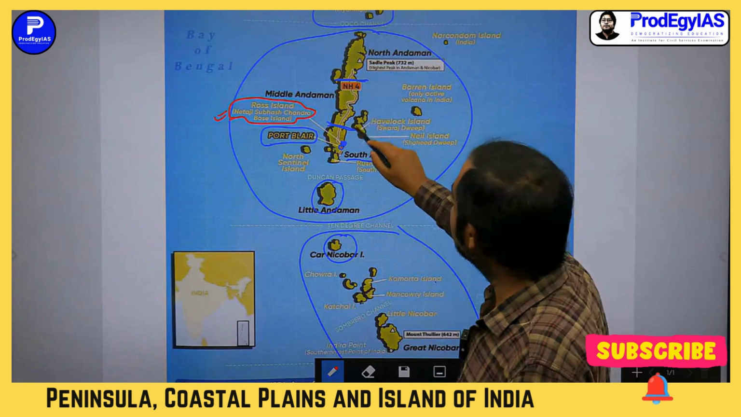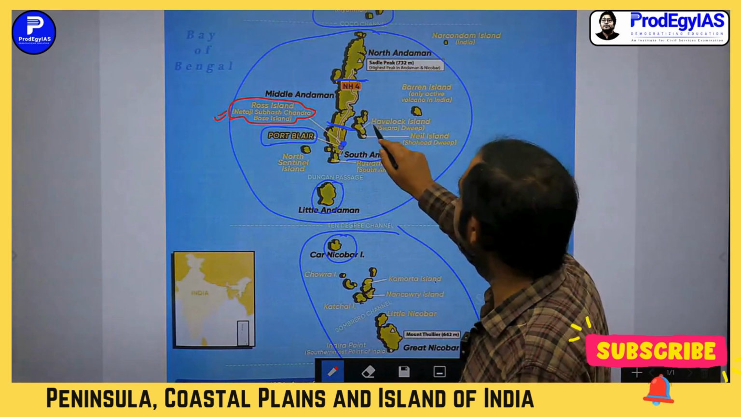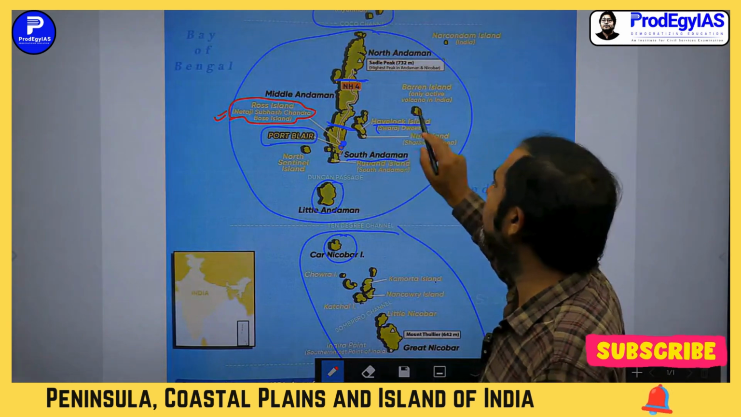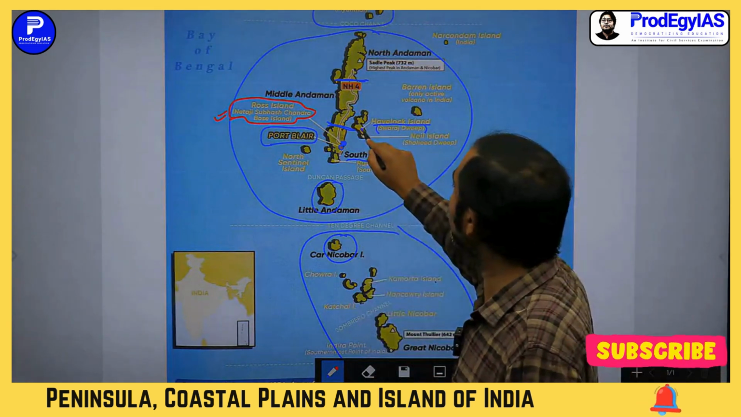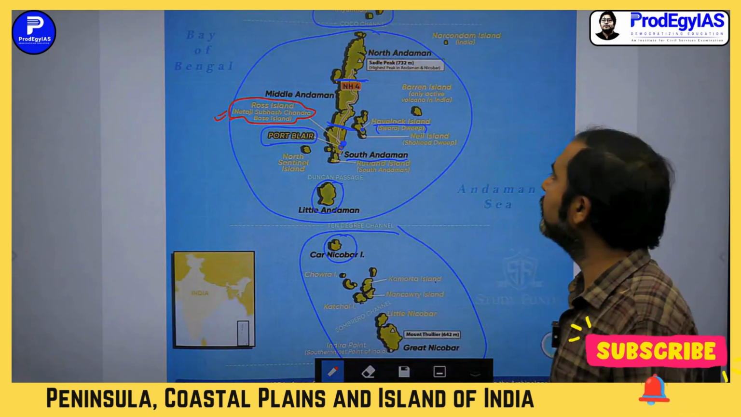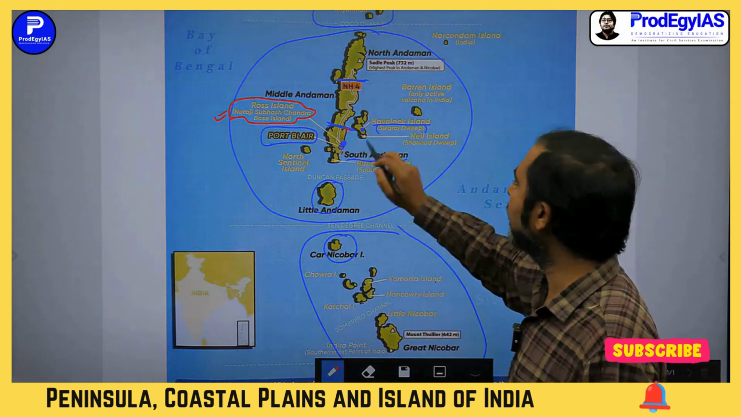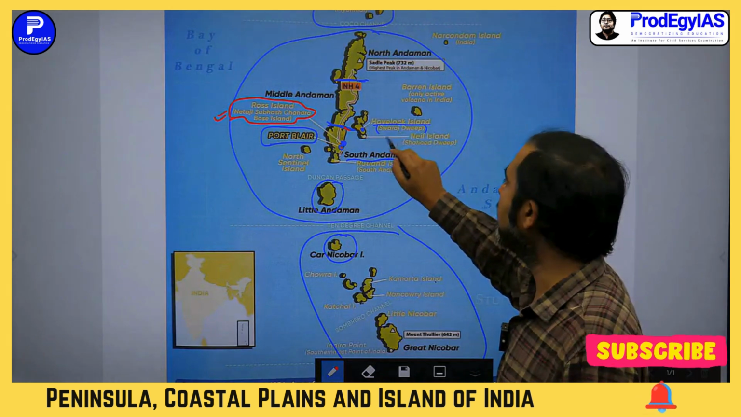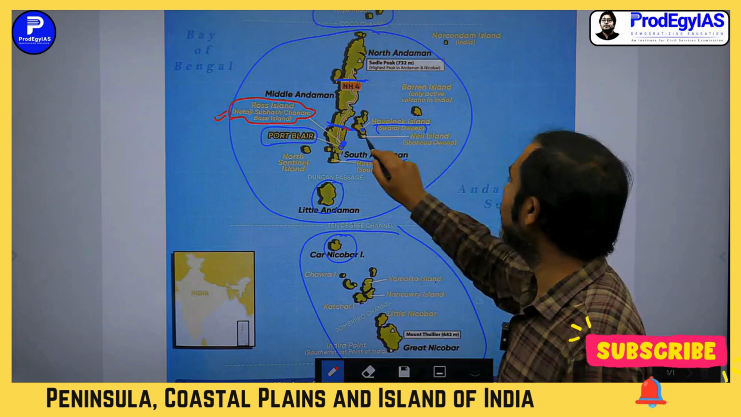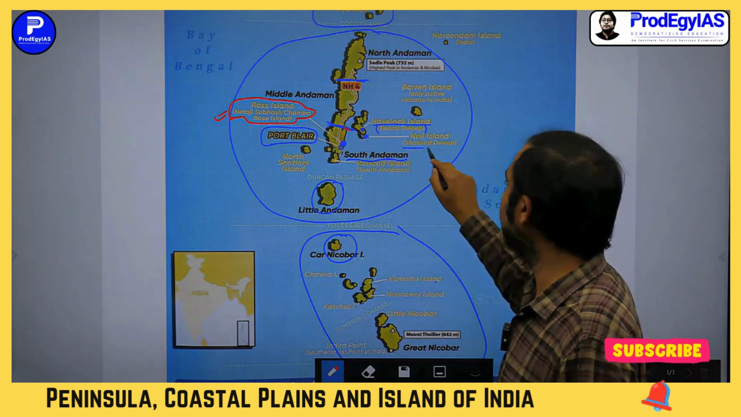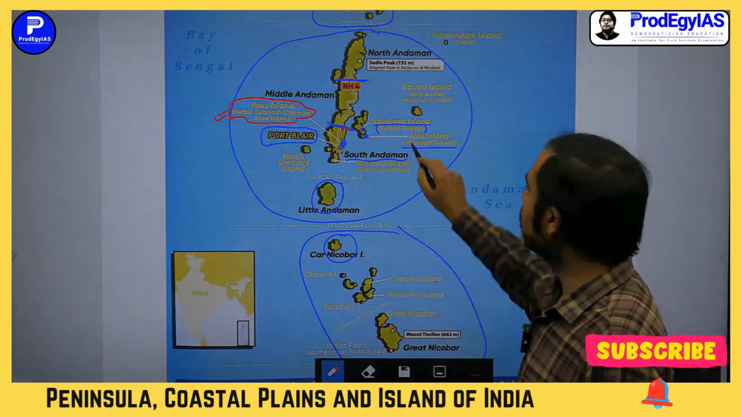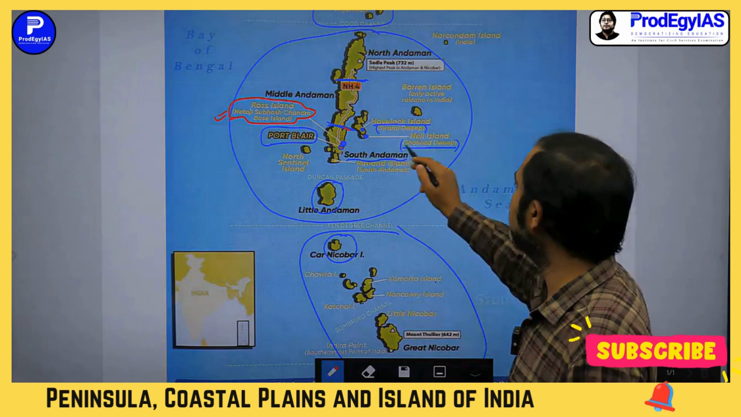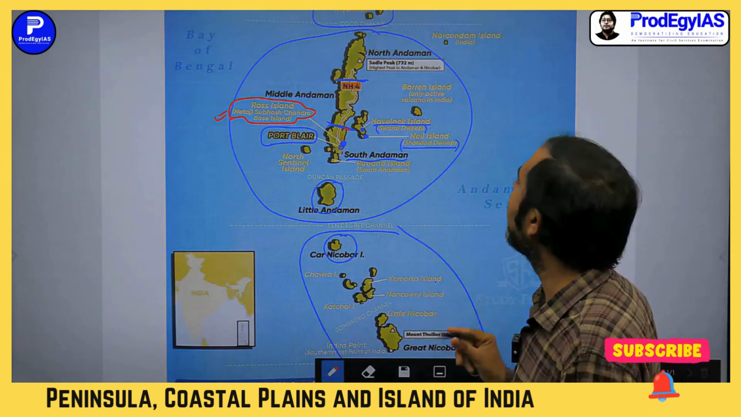And this group of islands, this was previously known as Havelock Island. It has now been renamed as Swarajdeep because they have current affairs significance. That is why I am discussing. This Havelock Island is now named as Swarajdeep. This Neil Island is now known as Shahid Deep. Swarajdeep is Havelock Island, Shahid Deep is Neil Island. Okay.